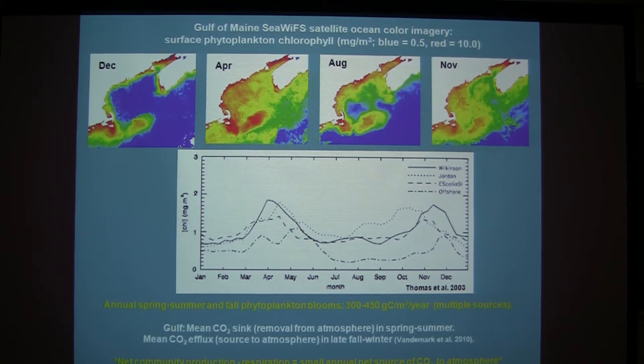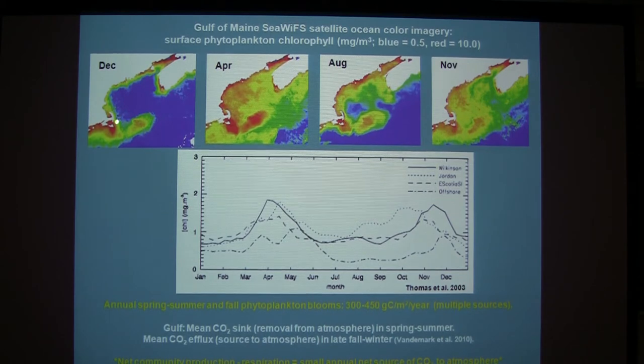What I'm showing you here, just to give you a feel for seasonal productivity in the Gulf of Maine, are SeaWiFS chlorophyll images, ocean color imagery, which is an indicator of the amount of chlorophyll in the surface waters. These are taken from Thomas et al., 2003, and they are several months that show you the difference over the course of the year in the surface phytoplankton chlorophyll, which is an indicator of when we have high primary production in the surface water.